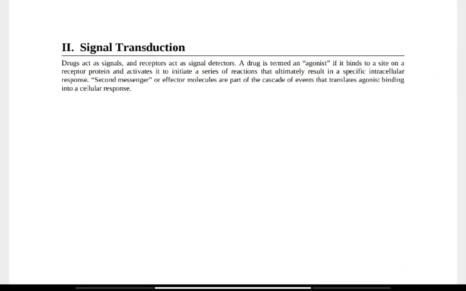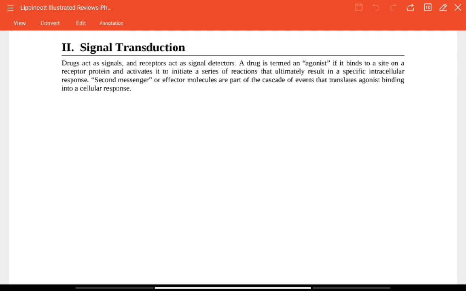Now, signal transduction. Drugs act as signals and receptors act as signal detectors. They will detect the signals. The term agonist is used when the molecule binding to the receptors is the same as the natural one, and the drug molecule performs the same mechanism. It is known as an agonist. It will copy the natural processes. The agonist will bind to the site of the receptor protein. It will activate a series of reactions and result in a response. Second messenger or effector molecules are part of the cascade of events.